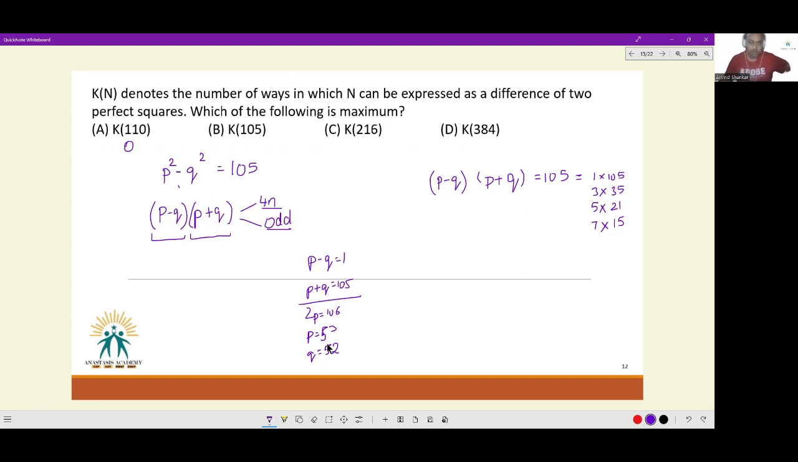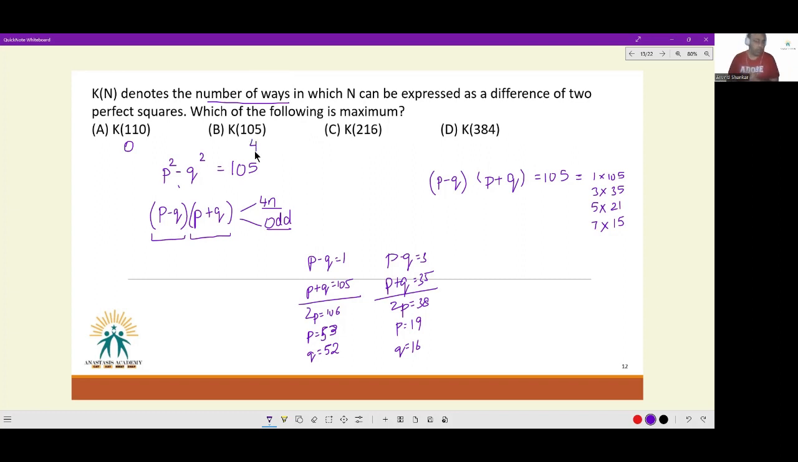In the same vein, one more example I'll do. P minus q is equal to 3 and p plus q is equal to 35. Gets us to 2p is 38 or p is 19 and q is 16. One more case has been identified. But take a step back. The question did not ask me what are the pairs. It is simply saying number of ways. As soon as I have broken it down into four pairs, can I directly say k of 105 is 4?